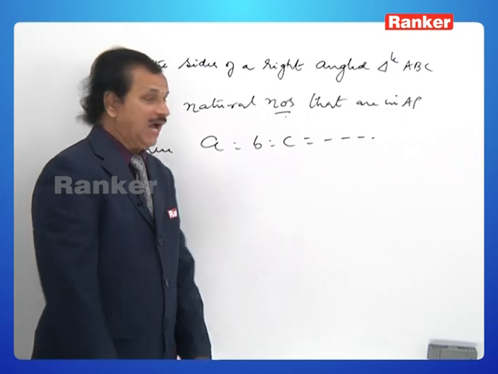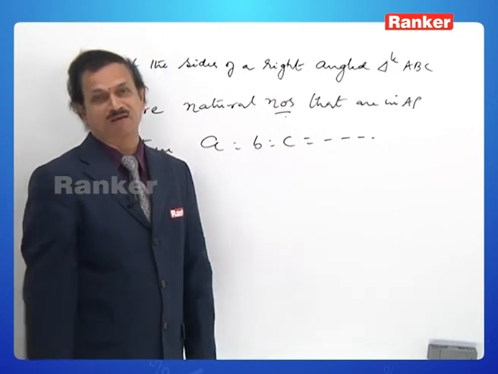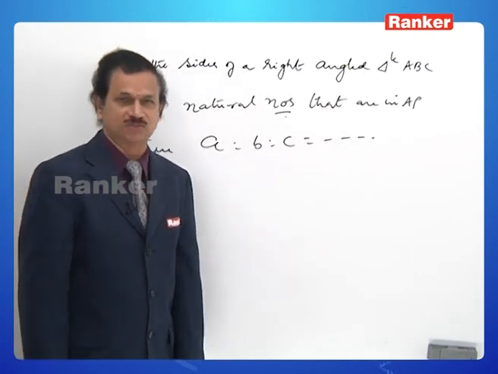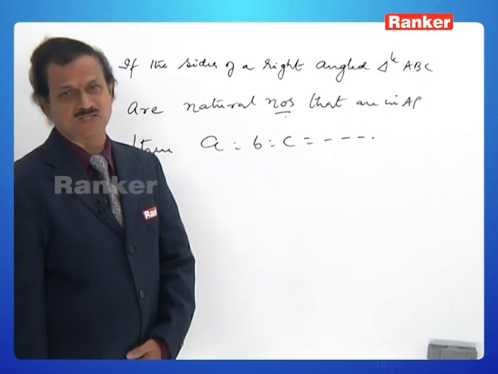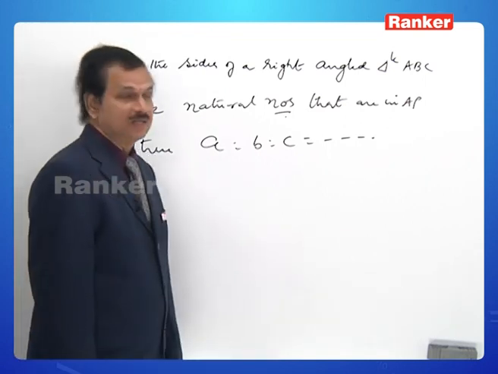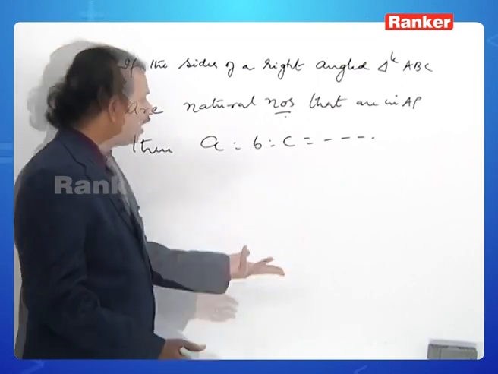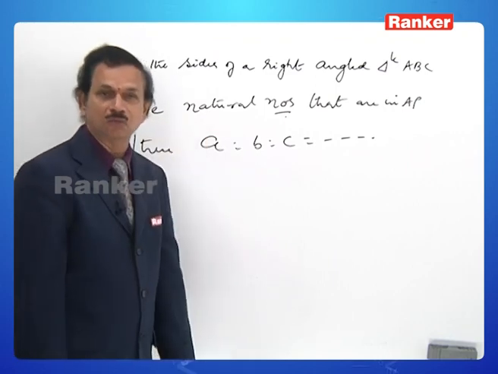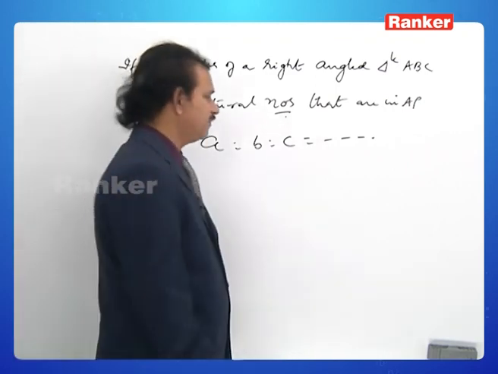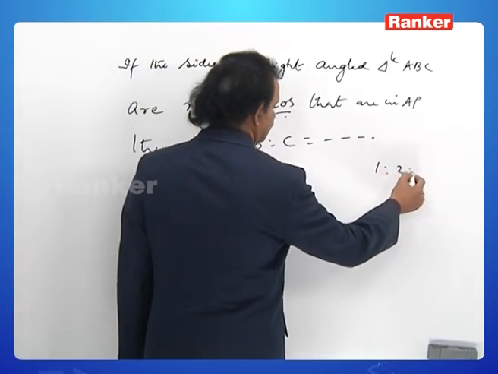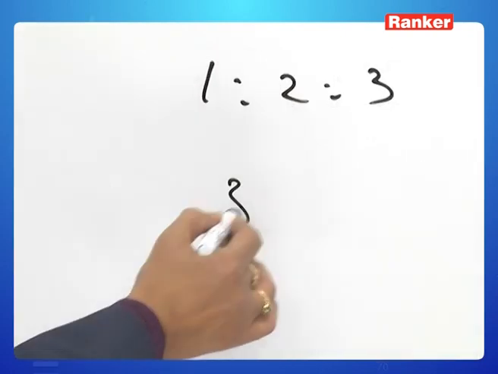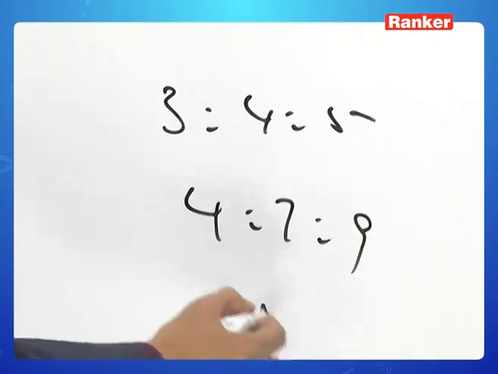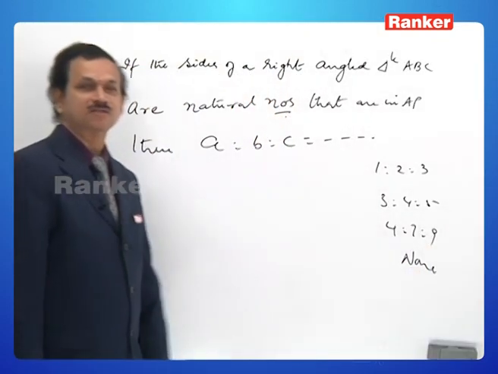Actually speaking, as this is asked in a competitive examination, this can be answered by our general knowledge. Of course, there is a procedure also for this. It's not impossible. Let us think of the question. Sides of a right angled triangle ABC are in AP and they are natural numbers. Then a is to b is to c is equal to. He has given some options. First option is 1 is to 2 is to 3. Second option is 3 is to 4 is to 5. Third option is 4 is to 7 is to 9. Fourth is none.